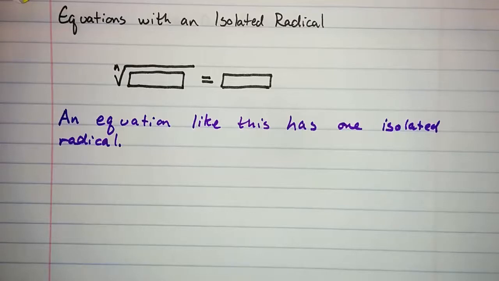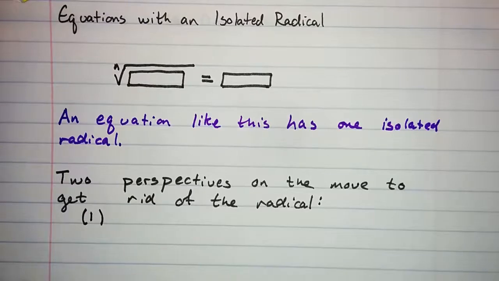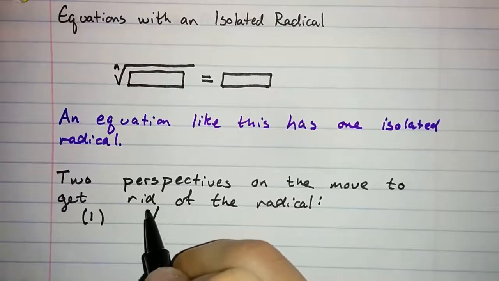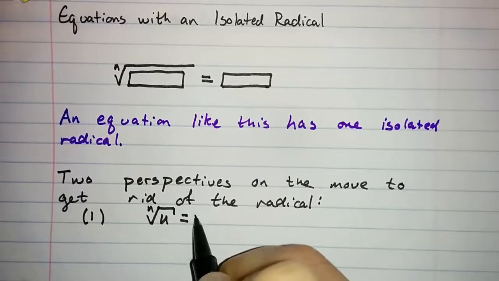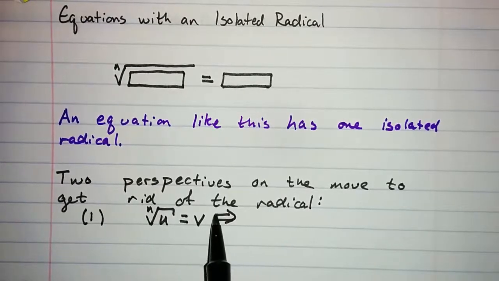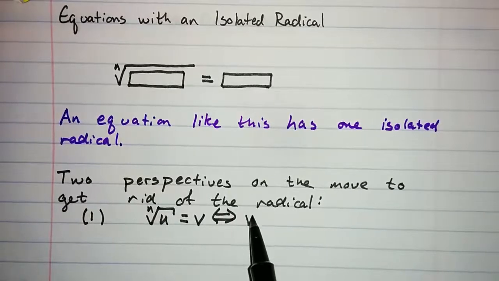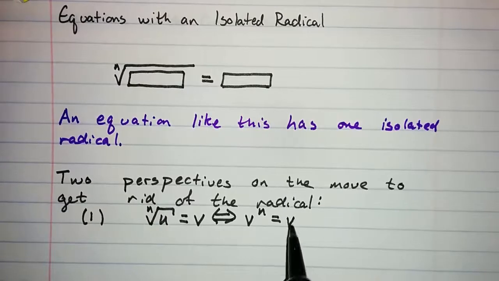Now, to solve an equation like this, our first move is to get rid of that radical. And there are two ways we can think about this move. On the one hand, we could think of this as the same move we used in inverting a radical function. If I say that one expression is the nth root of another, that means the same as saying that the second expression to the nth power is equal to the first expression.